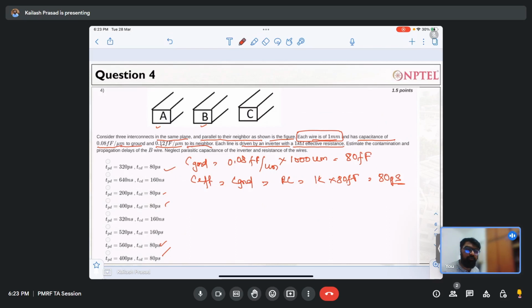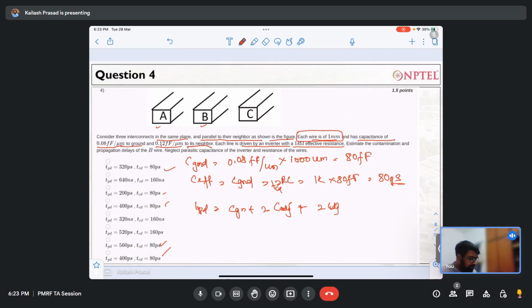Now moving to the worst case, the propagation delay. So when we calculate the TPD, okay, so this is TCD. Now we calculate the propagation delay. So the propagation delay will be C ground, plus 2 times C adjacent, plus again 2 times C adjacent. So this will be your propagation delay.